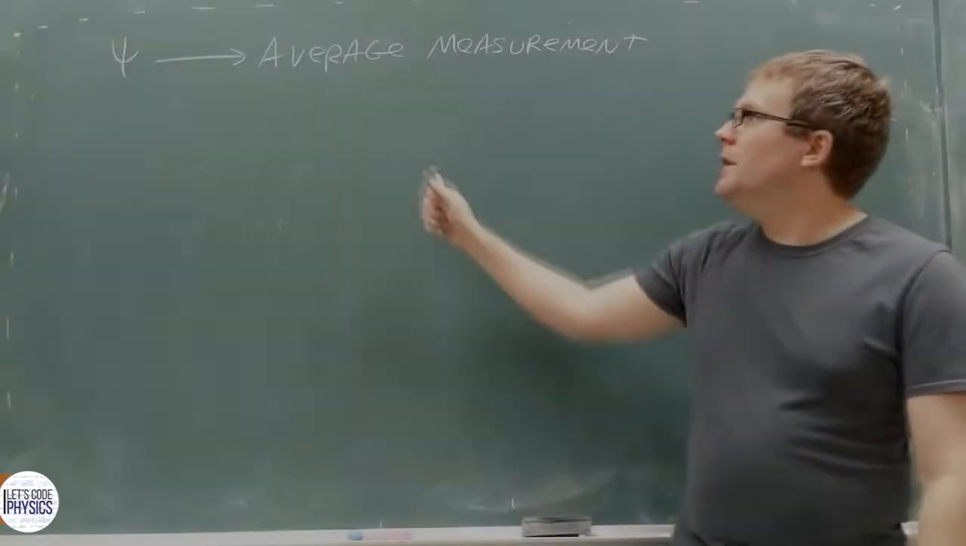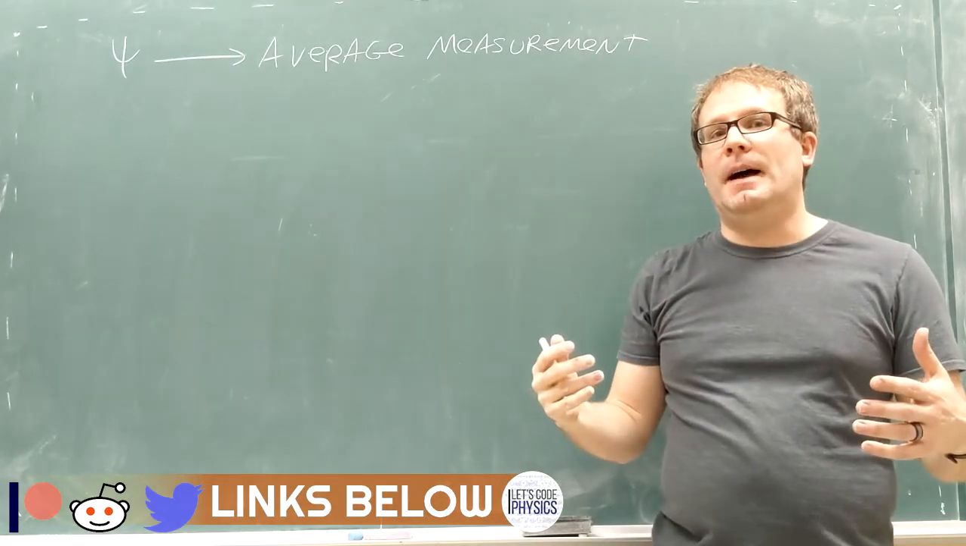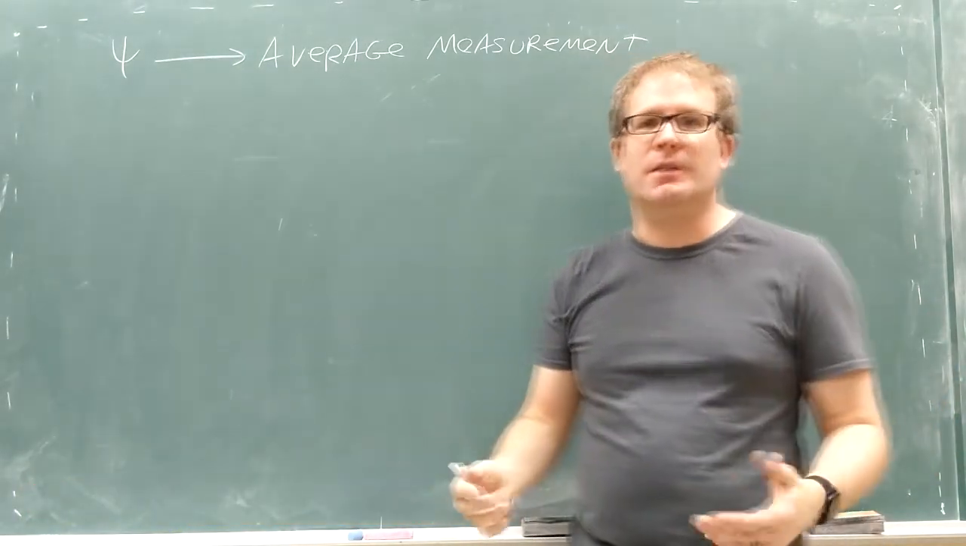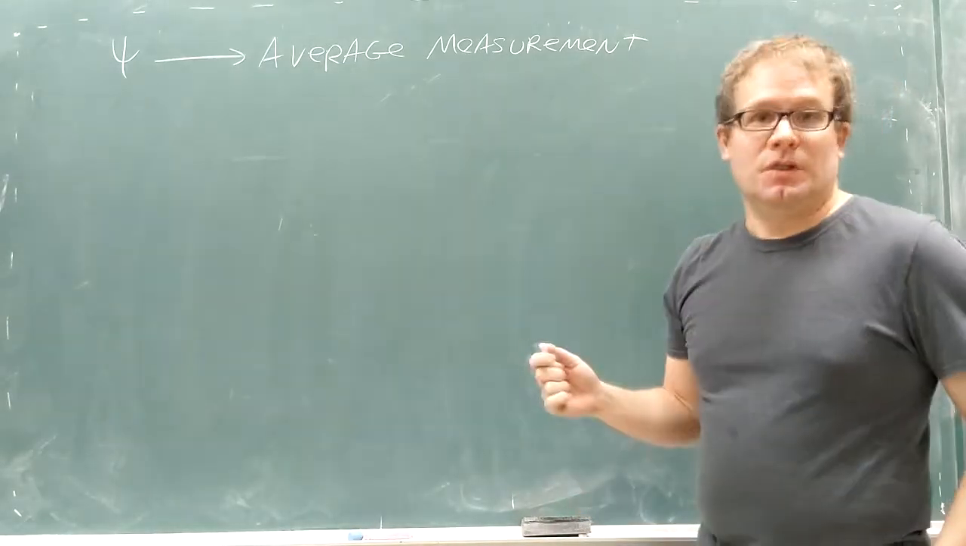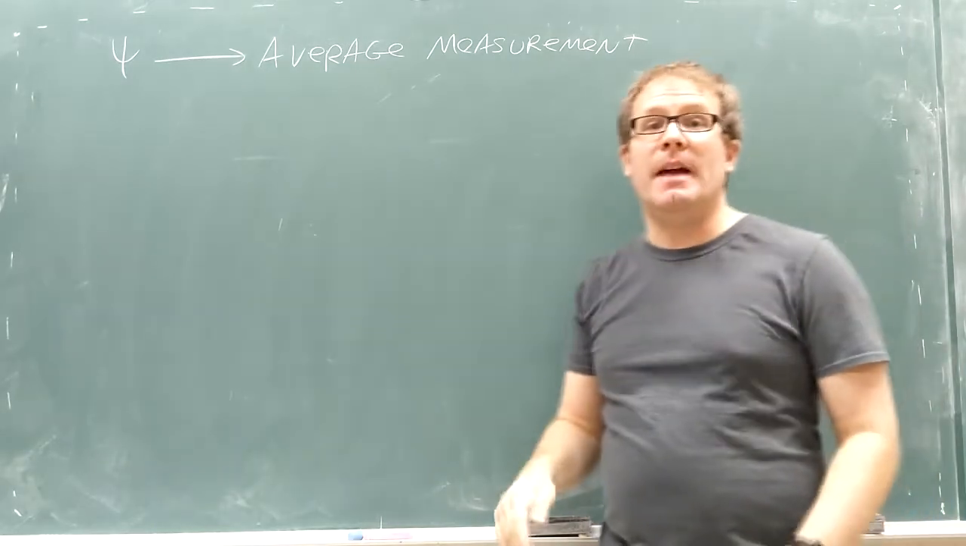All right, so I said in an earlier video that the wave function psi contains all the information you need to know about a particle, usually an electron, could be another subatomic particle. One of the things you can do with psi to extract some information is calculate the average you would expect to get from a measurement.